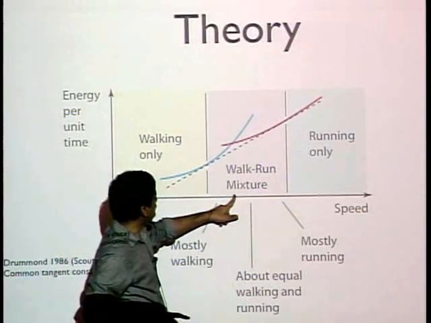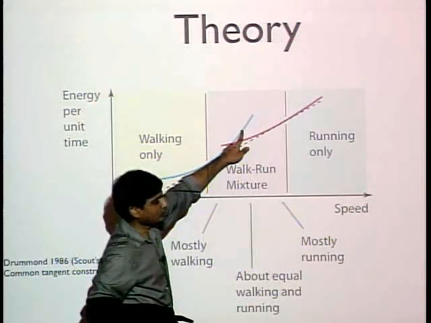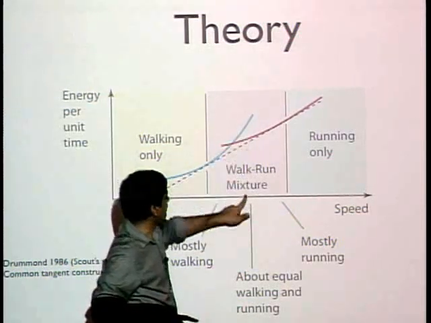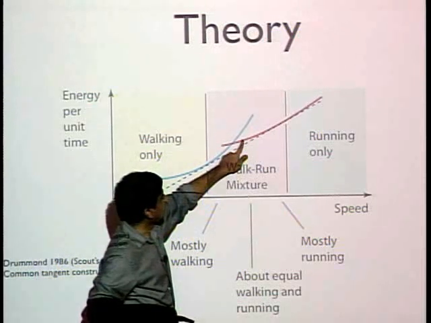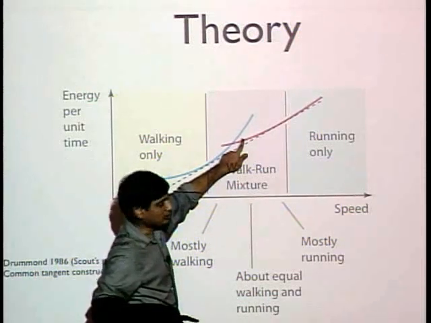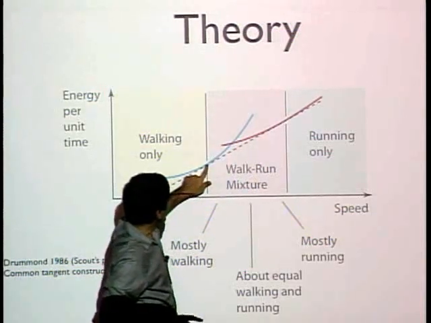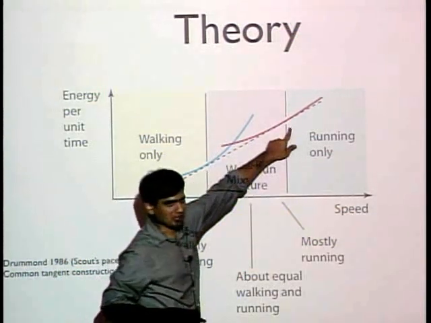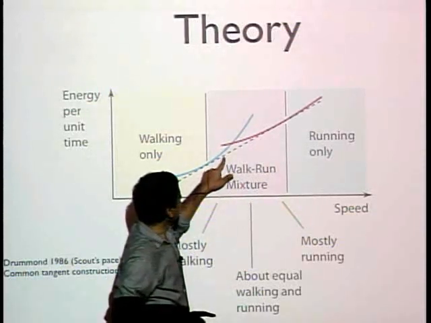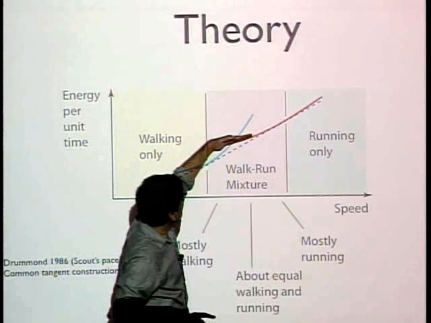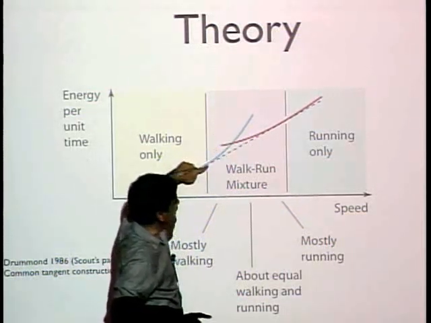If you're at this average velocity, if you walk, you will be somewhere on this blue curve in terms of energy consumption. You will be somewhere here if you just run. But what you can do is walk at this speed and run at this speed and sort of switch between the two, and you will find that you reduce the total cost from either of these two curves to the straight line.